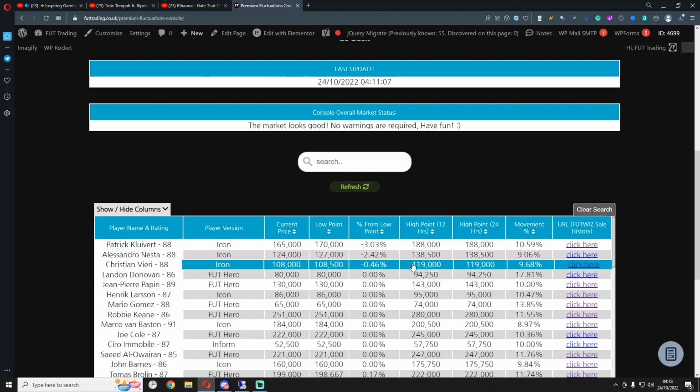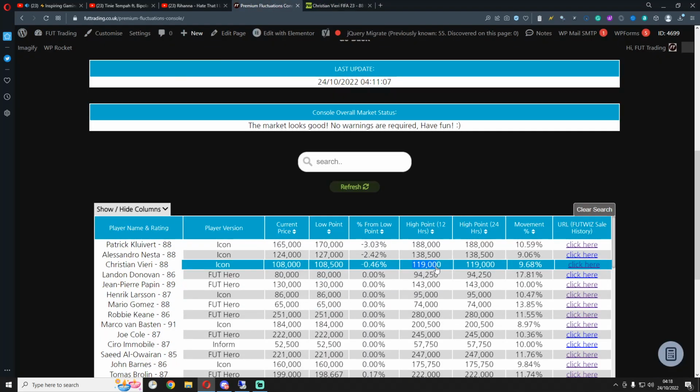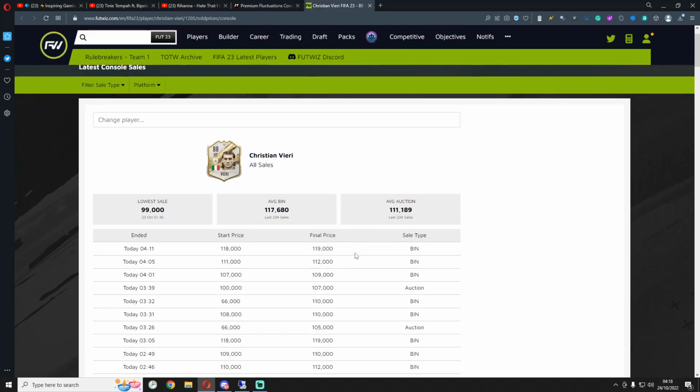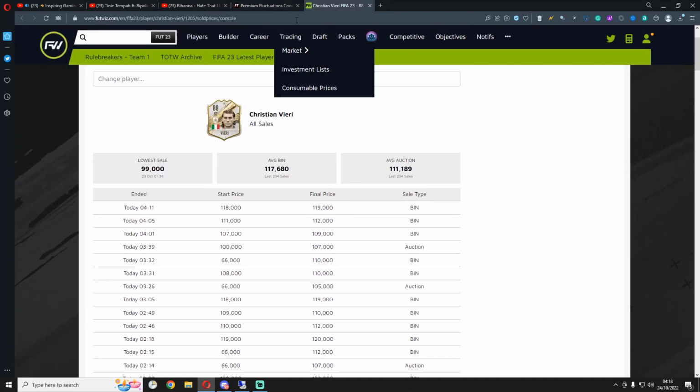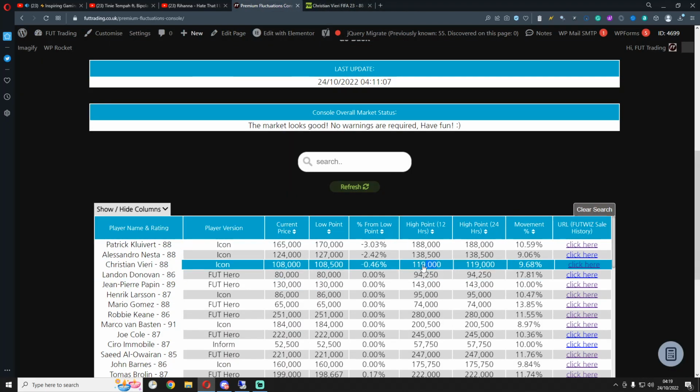The high point is 119. If we go to the sold prices, which is how you're going to find out if you can sell for that price, you're going to look for common sales at or around the high point, okay? This is how you know whether you're going to be able to sell the card or not. So you can see we're looking for 119s, 120s, 118s roughly, because obviously the high was 119.